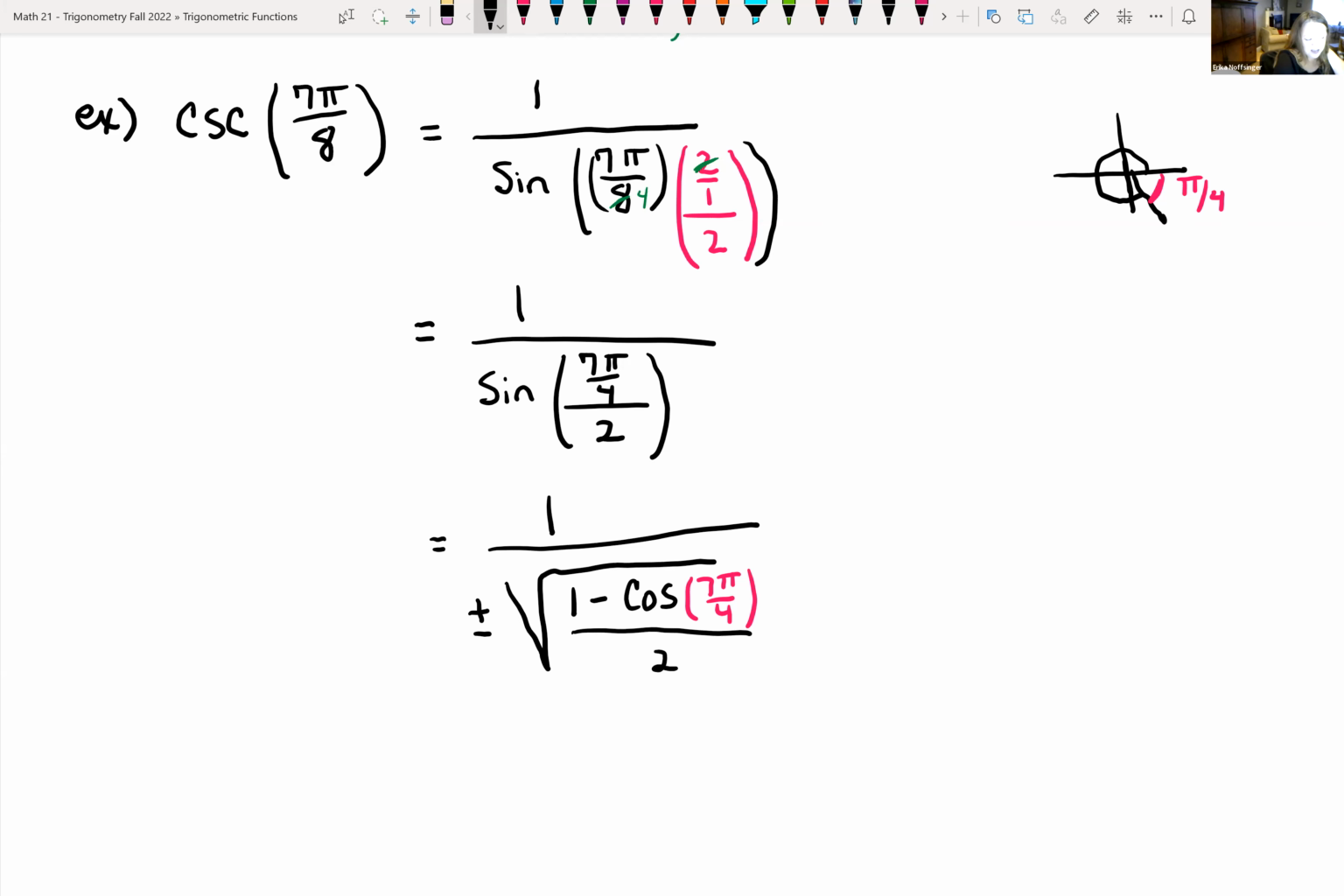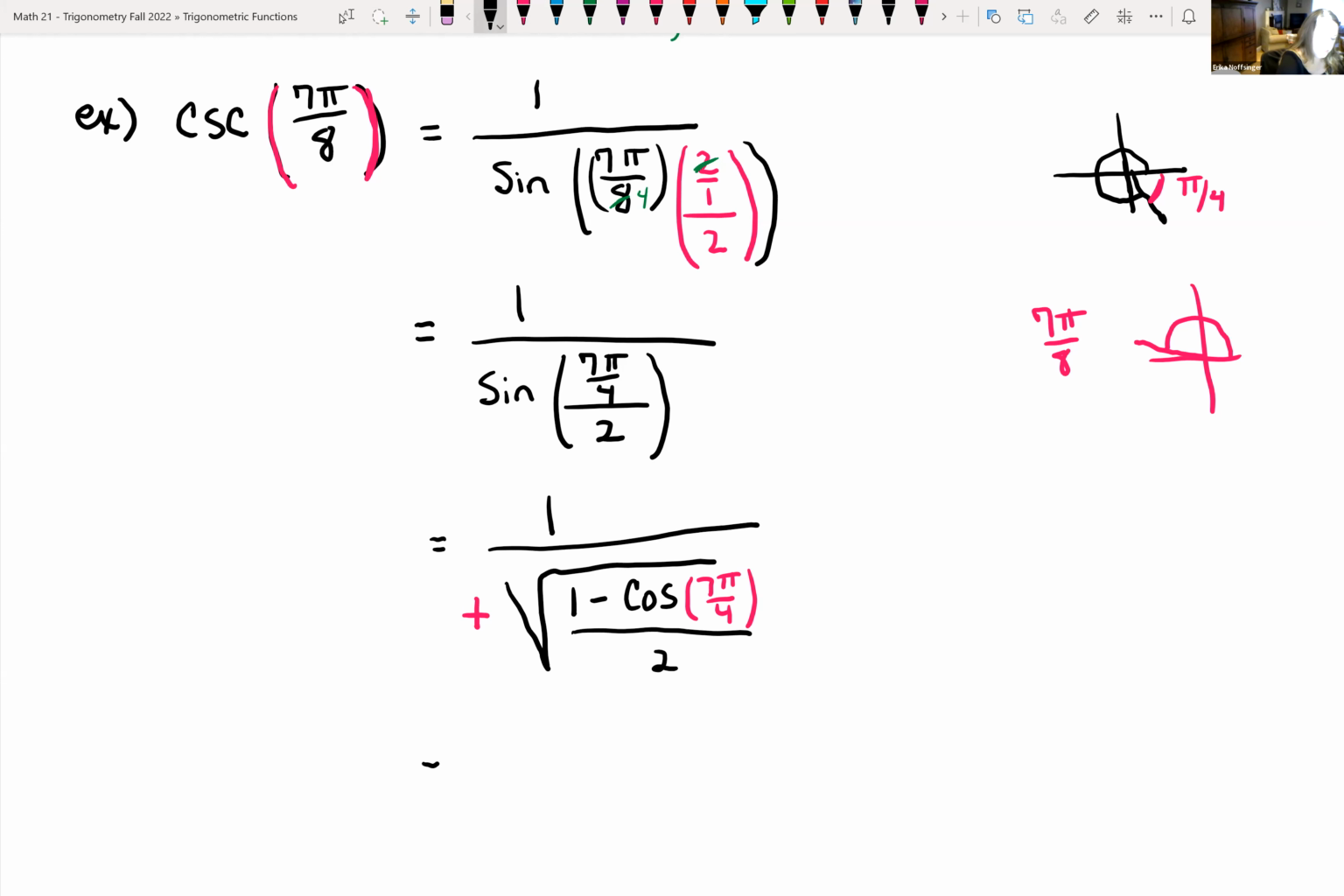We can determine if that's positive or negative right away by looking at the 7 pi over 8. I noticed that that is less than pi, and it's less than pi by pi over 8. And so 7 pi over 8 would get me into the second quadrant. Second quadrant, so 1 over sine. I know sine in the second quadrant is positive. So in this case, in front of the radical, we're going to use positive, which we don't really need to write, but for right now we will.